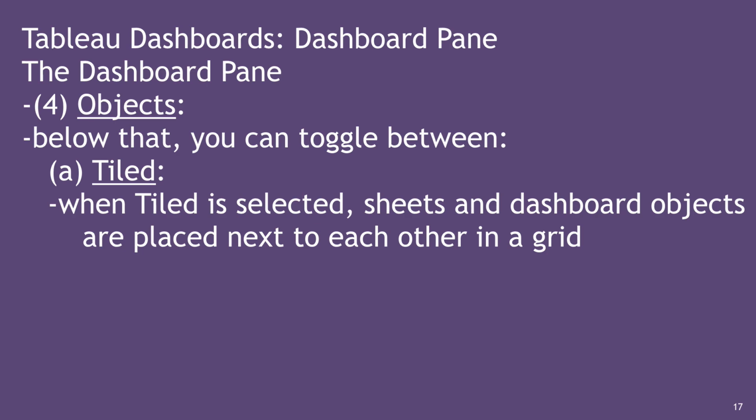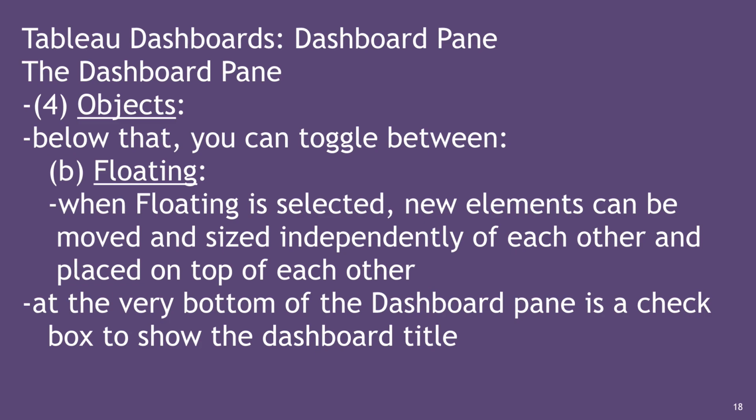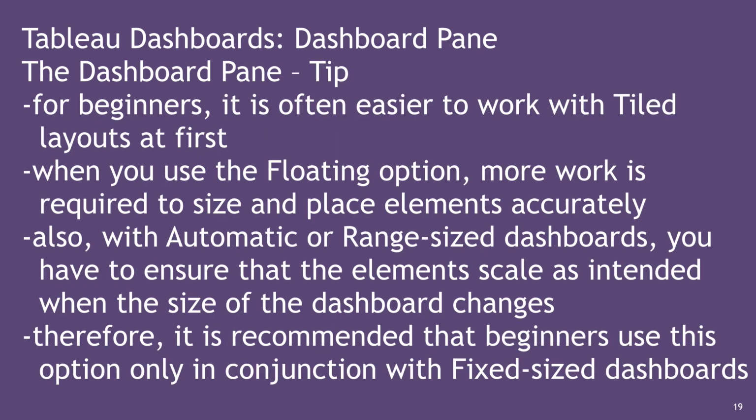When tiled is selected, sheets and dashboard objects are placed next to each other in a grid, so it's a very typical way that people see things. Floating, in contrast, when it is selected, new elements can be moved and sized independently of each other and placed on top of each other if you want to do so. At the very bottom of the dashboard pane is a checkbox to show the dashboard title, which you may want to do depending on what your needs are.